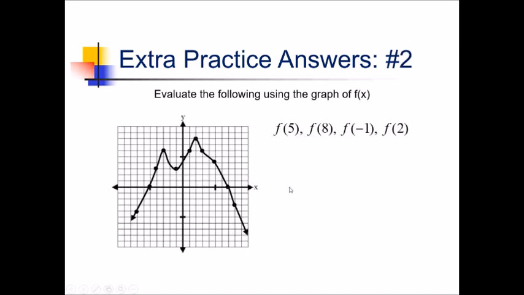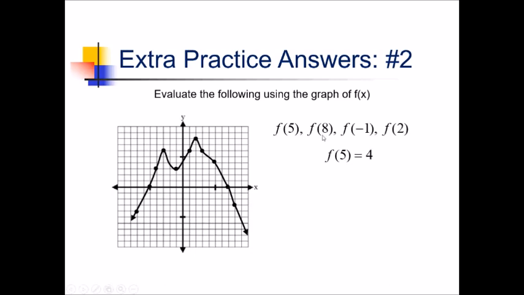For this problem, we're trying to figure out f of 5, 8, -1, and 2, which is essentially asking if I plug in these four different x values, what y values am I getting back, which I have to read off of the graph right here. So let's do the first one, f of 5. If I look at the x value 5 on the x-axis and scroll up to the function itself, I'm getting a y value of 4. So f of 5 equals 4.